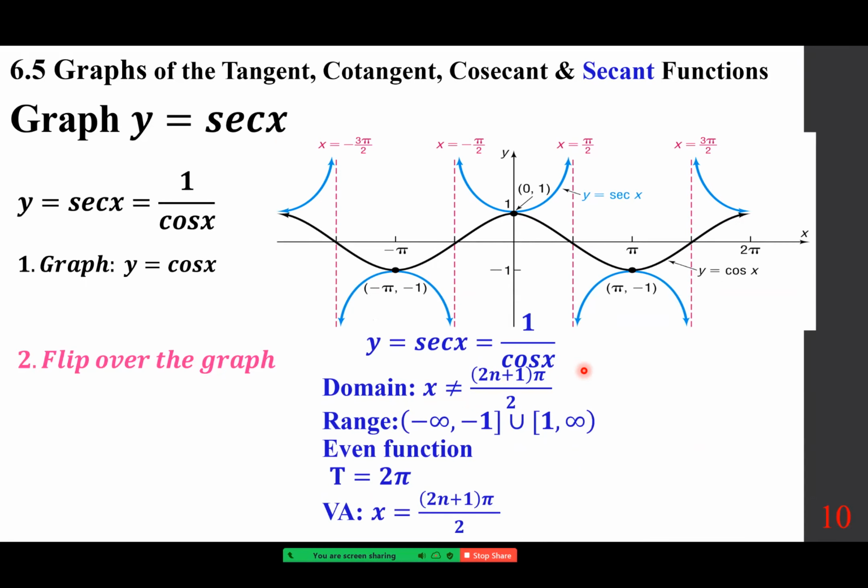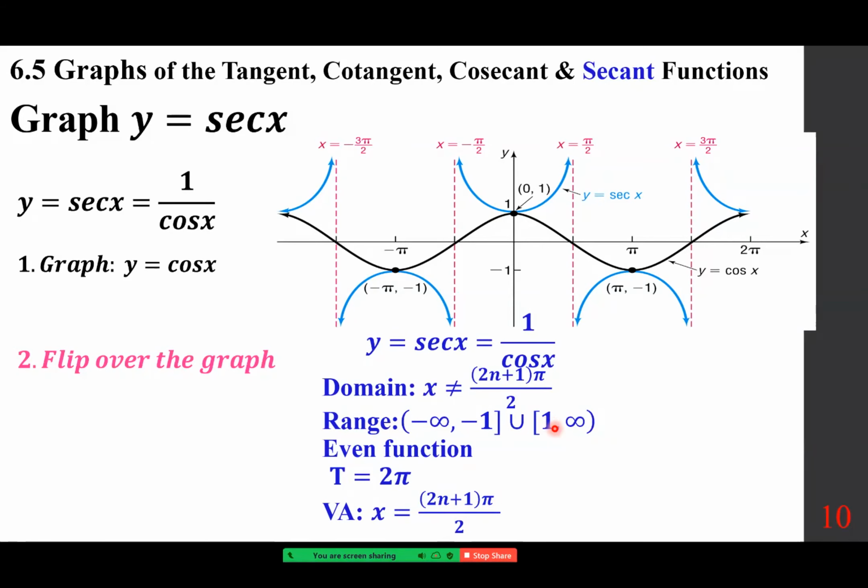What makes it 0? Cosine is 0 at odd multiples of pi over 2. So the domain is all real numbers except those. With that go the VA, vertical asymptotes, or where the denominator is 0. I hope you remember the definition. One way to find the vertical asymptote was to set the denominator equal to 0 when we did that in algebra. And so 2n plus 1 times pi over 2.